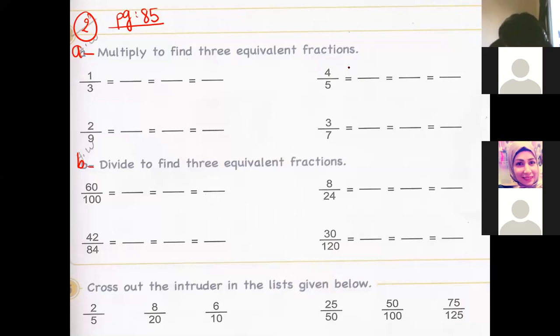We can do up times 2, down times 2. We can't hear you. Now, are you hearing me? Yes, but your voice is deep. Not so deep, but it's good. So, to find equivalent fractions, we have to multiply up and down by the same number. We can choose any number here. Choose times 2 up, times 2 down. Times 3 up, times 3 down. Okay? A number. Karen Wazni, choose a number.